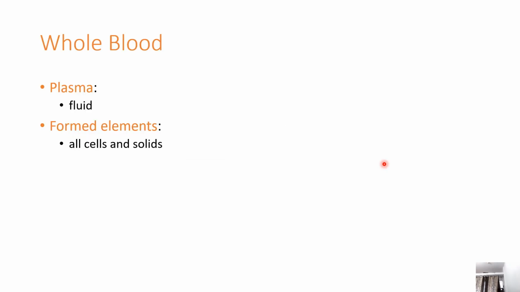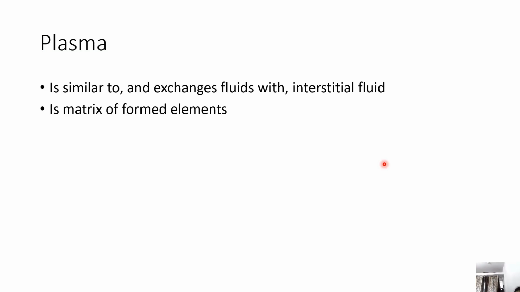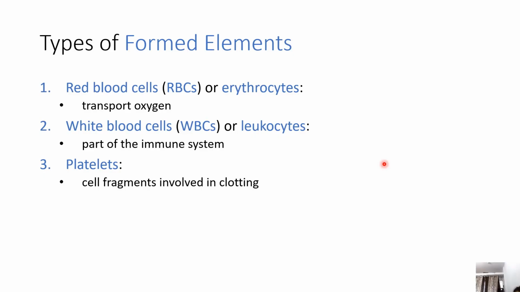So, whole blood has the plasma fluid and formed elements, which are all cells and solids. Now, plasma has water, dissolved plasma proteins, and other solutes. It exchanges fluids with interstitial fluid and is the matrix of the formed elements. So, what are the formed elements? Basically, RBCs or erythrocytes, which transport oxygen, WBCs or leukocytes, which are part of the immune system, and platelets, which are cell fragments involved in clotting.